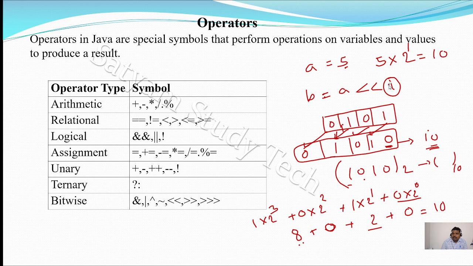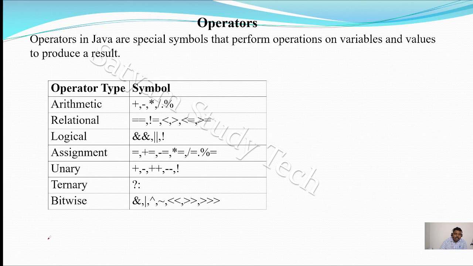Right. For example, if you want to shift 2 bits left, that is 5 into 2 power 2. 2 power 2 means 4, into 5, that value is 20. Like that. Now for example, A equal to 5, and you consider B equal to A right shift 1. This is the right shift.